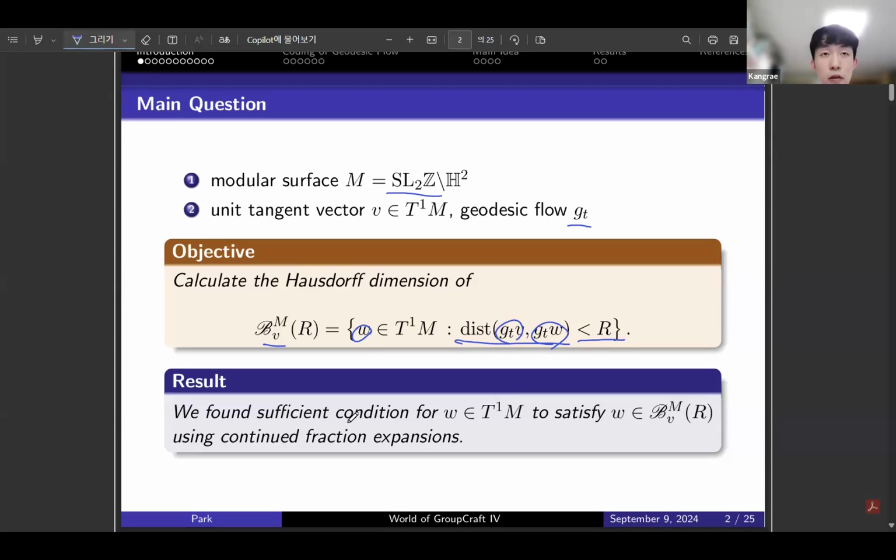So we didn't get the bounds on the dimension yet, but we found some sufficient conditions for W to fellow travel around V. So W should be in this set using continued fraction expansions.